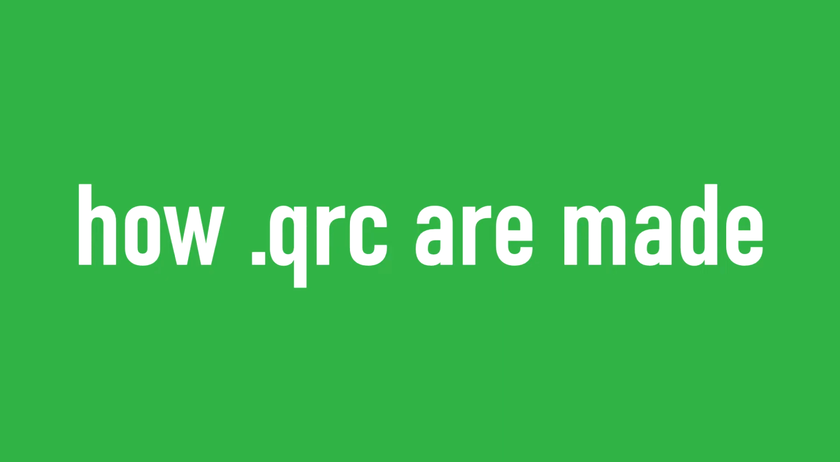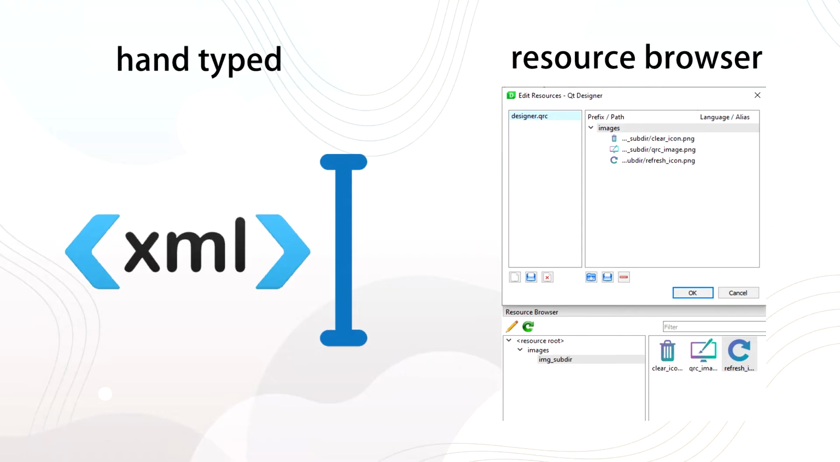So how are they made? They can either be handwritten or created by the Qt resource browser in Qt Designer. In my other video I'll have on screen, I show how to create and convert a QRC from Qt Designer to Python, but today I'll just handwrite it for our example. Those are both viable options.